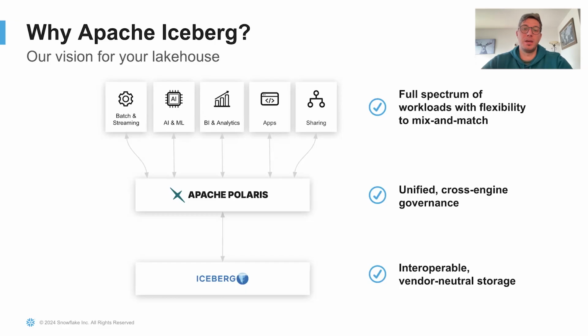So why Apache Iceberg? Because our vision for your data lakehouse is built on the interoperable and vendor-neutral format Iceberg. Having the Iceberg table registered to the Apache Polaris catalog provides a unified cross-engine governance, and this enables you a full spectrum of workloads with the flexibility to mix and match different tools.